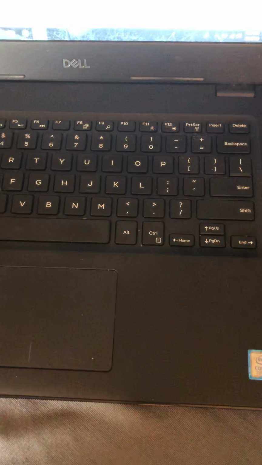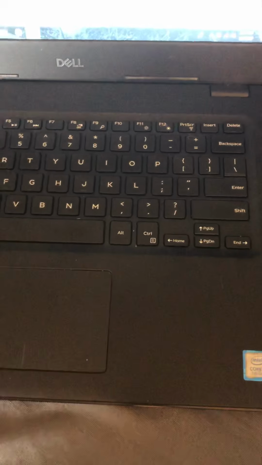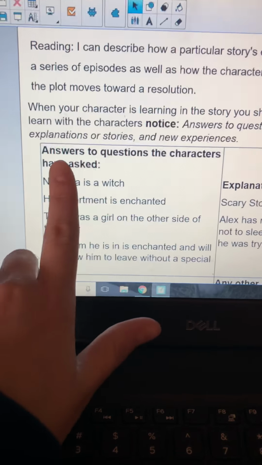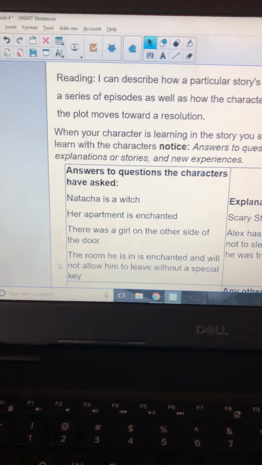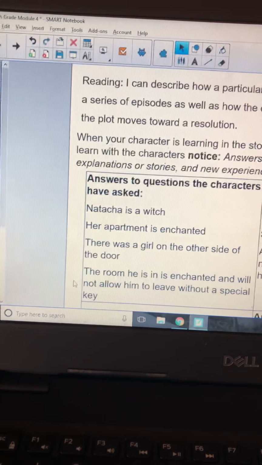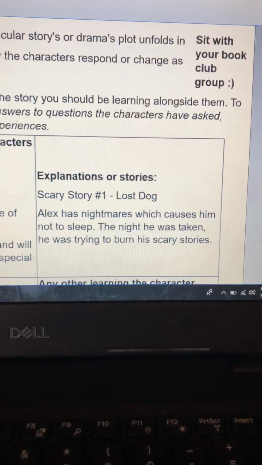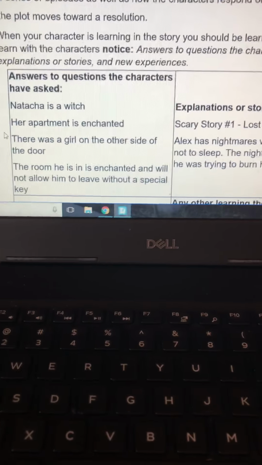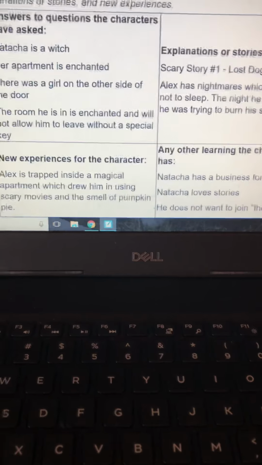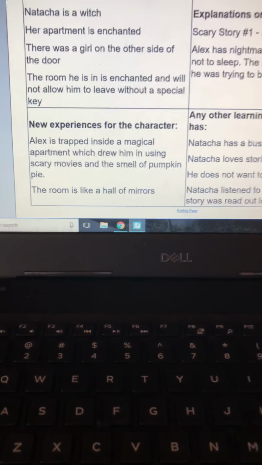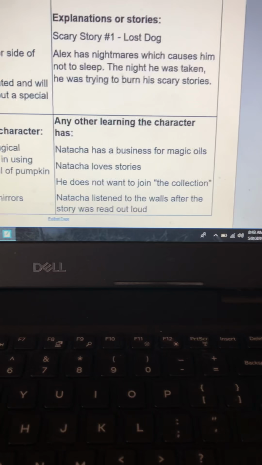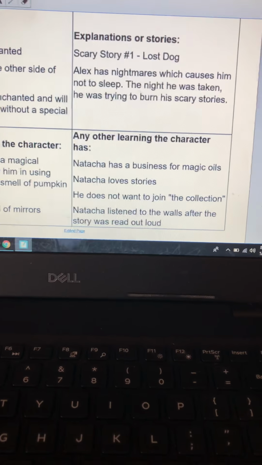Then you are going to label the upper left-hand corner as answers to questions that the characters have asked. The upper right, explanations or stories. The bottom left, new experiences for the character. And the bottom right, any other learning that the character has.